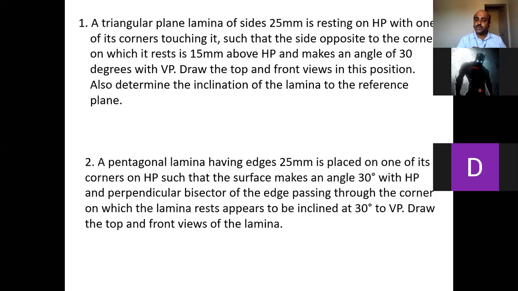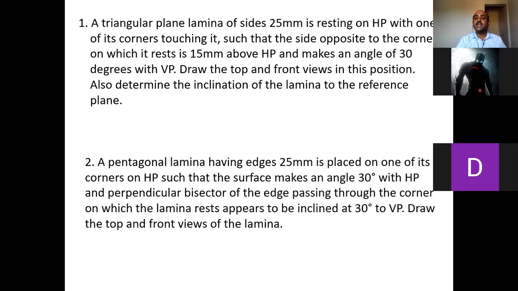So in order to satisfy that condition, you have to tilt the lamina or incline the lamina with respect to HP such that the corner is touching the HP and the edge opposite to that corner will be 15 millimeters above HP. Once you satisfy this condition, you have to determine what is the inclination of this lamina with respect to HP. So this is the fourth point you should be very careful about.